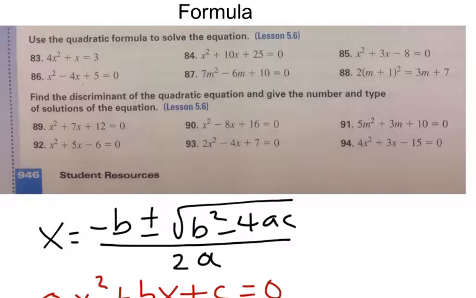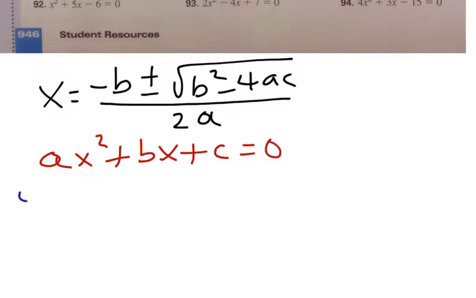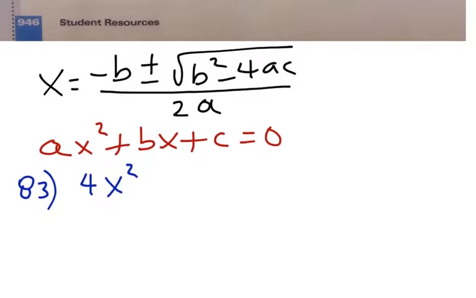In this case, let's do number 83. 4x squared plus x equals 3. I just said that my polynomial has to be equal to 0. In my case, it's not equal to 0, so I have to make it equal to 0. How can I make it equal to 0? I need to cancel that 3.